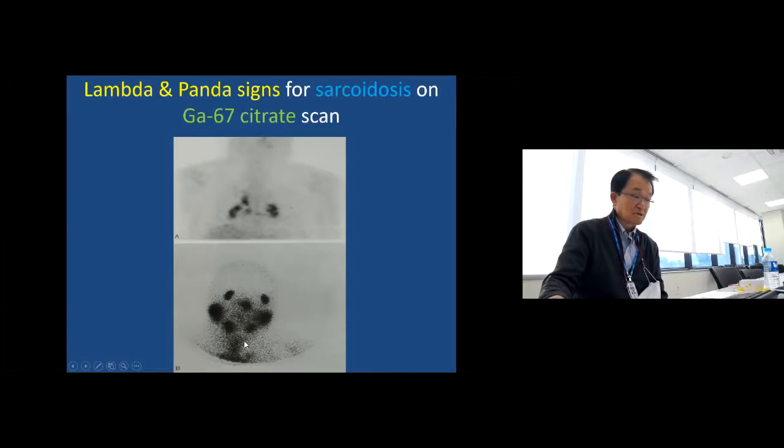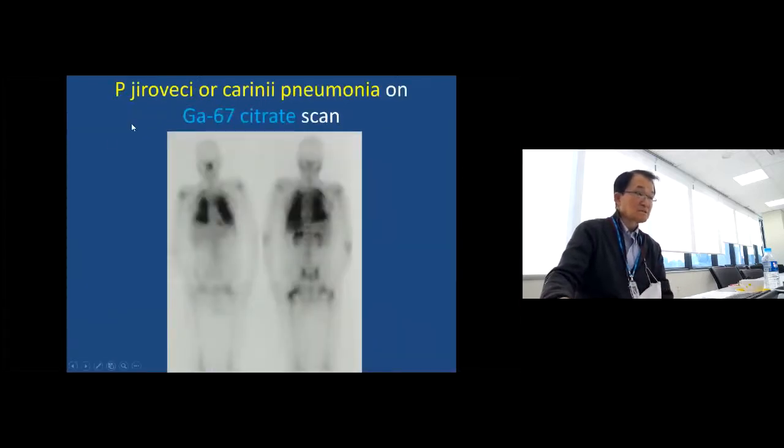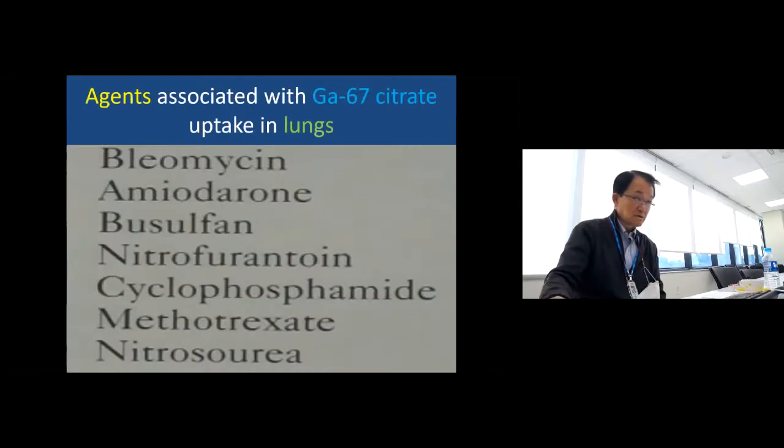Certainly parotid and submandibular glands are normal physiology. And this hilum is very intense. That's the characteristic hilar finding of sarcoid. And certainly pneumocystis carinii pneumonia in a cancer patient showed diffusely increased activity here. Bleomycin toxicity usually shows the same thing, chemotoxicity. The mechanism is unclear, but lung activity is related to a lot of drugs, methotrexate and bleomycin being the most common.